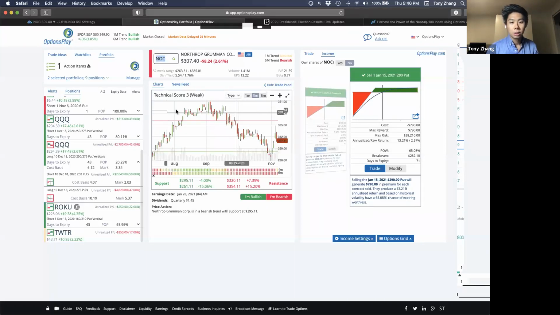So these are the trades that we send out during daily play. So that's all they are. They're just the daily play trades in the portfolio.